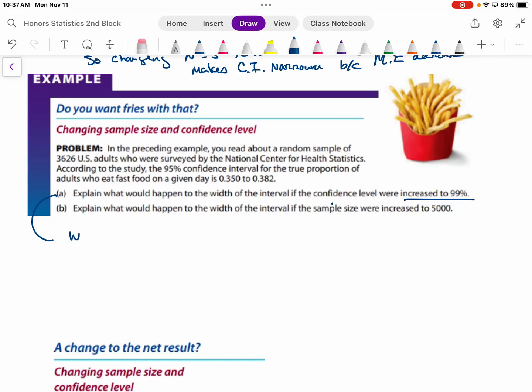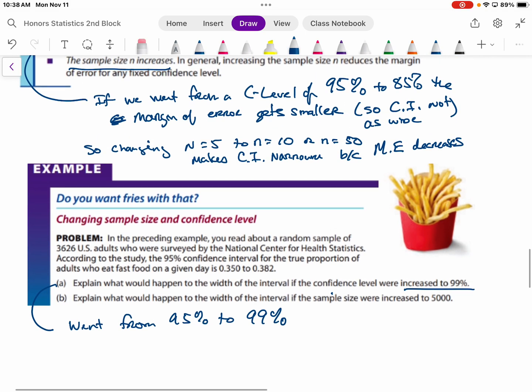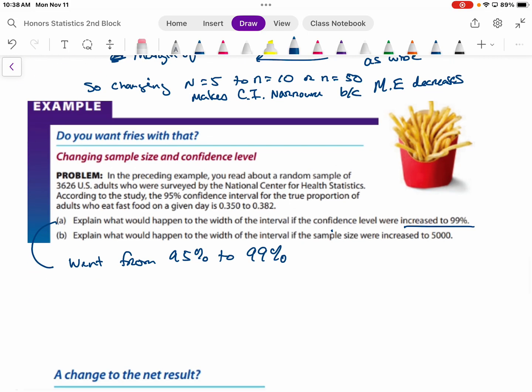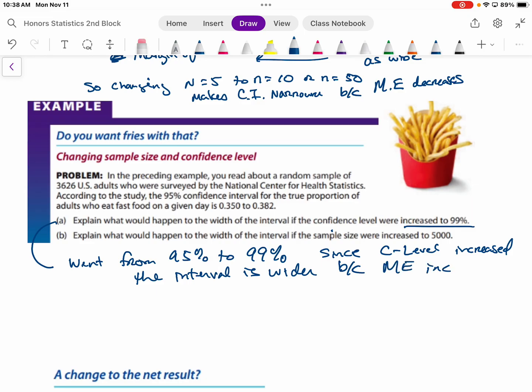So we went from 95% to 99%. So we know if we went down, it gets smaller. So since my confidence level increased, the interval is wider because margin of error increased.